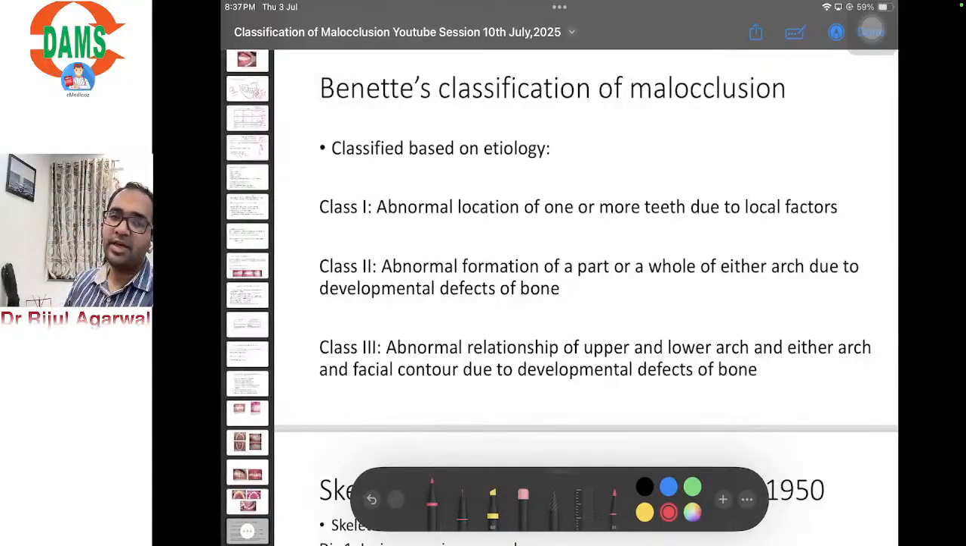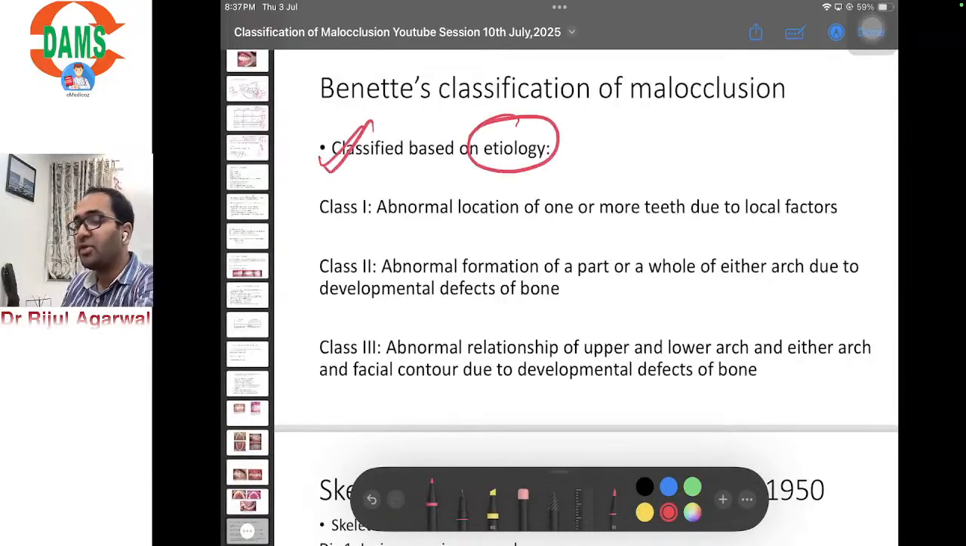Next comes Bennett's classification of malocclusion. He was the only one who classified based on etiology. Just remember the name. The rest of the classification is easy, but what is important is that it is based on etiology. Class 1: abnormal location of one or more teeth due to local factors. Class 2: abnormal formation of a part or whole of the arches due to developmental defects of bone. And class 3: abnormal relationship of upper and lower arches or either of those arches because of developmental defects, and facial contours as well.